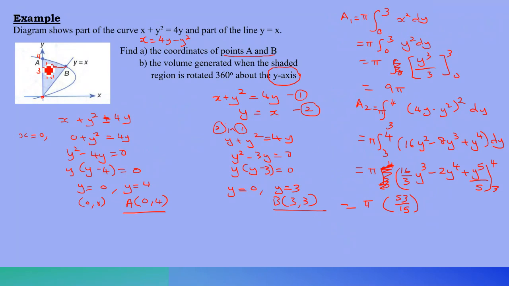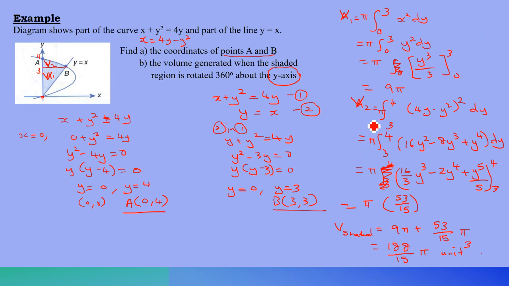So now you want to find the area of the shaded region. So, sorry, volume, why am I using the word area. Volume. We are talking about volume V1 and V2. So the volume of the shaded region will be 9 pi plus 53 over 15 pi. You can total this up, so you will get 188 over 15 pi, and your unit, we just put it as unit cube. So that is your volume.